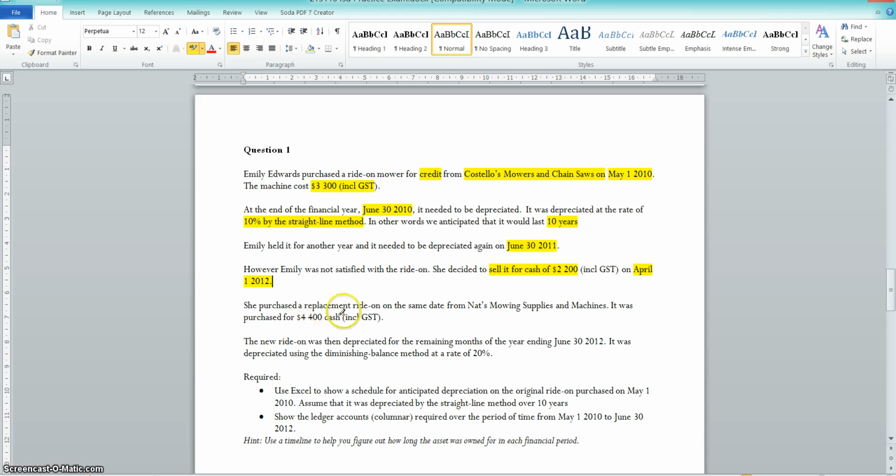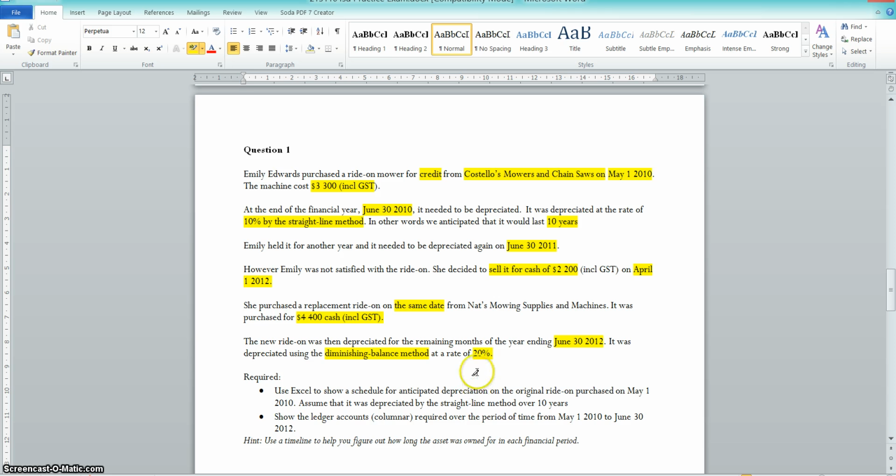She purchased a replacement on the same date from Nats Mowing Supplies and Machines. It was purchased for $4,400 cash. So that means we use the bank, not accounts payable. The new ride-on was then depreciated for the remaining months of the year, to June 30, 2012. And this time we used the diminishing balance method, and the rate was 20%.